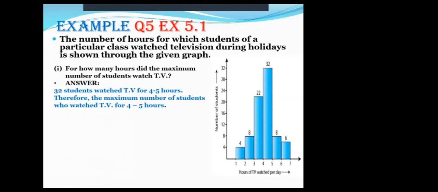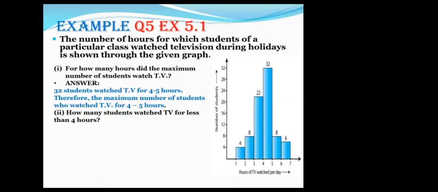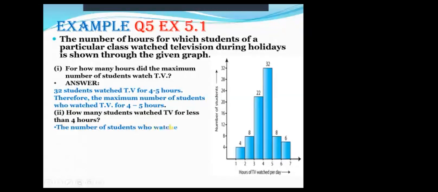Can I come to the next question? Yes, ma'am. The second question says, how many students watch TV for less than 4 hours? Less than 4 hours means 1 to 2, 2 to 3, and 3 to 4. We have to count these 3 bars. Very good. The number of students who watch TV for less than 4 hours is 22.